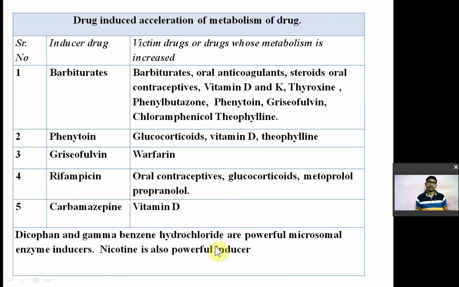There was one question: smoking induces the metabolizing enzyme. So nicotine is a powerful enzyme inducer.